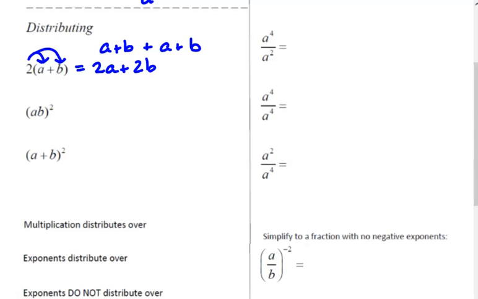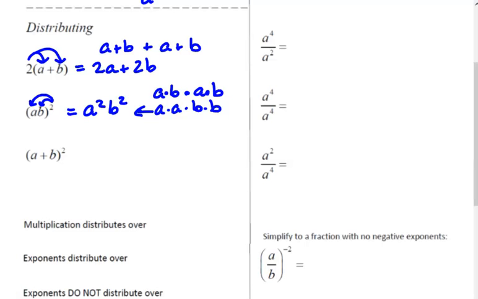A times b squared should end up being a squared times b squared, because in this case you're saying a times b times another a times b. And just like with addition, addition is commutative. In other words, you can switch the order of it and you're still adding in the same way. Multiplication is also commutative. I could switch the order. I can say a times a times b times b, and it's the same quantity, and that would give me a squared times b squared. So that means that exponents distribute over multiplication.